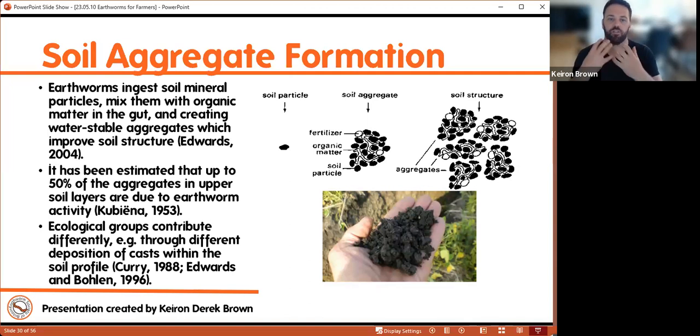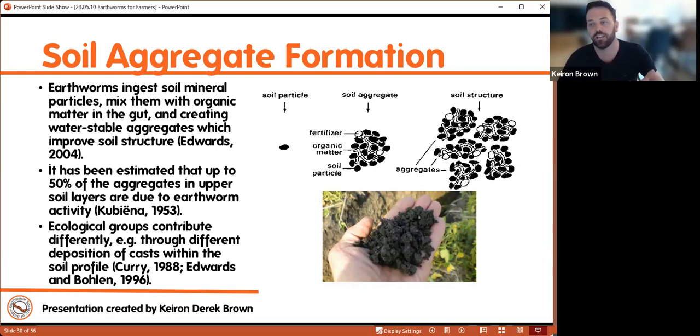So soil aggregates are when individual soil particles stick together, and they stick together because of organic matter and fertilizers, etc. So the mucus from earthworms and the things that are added while they're eating them help these soil aggregates form. And as they ingest them, mix them, and create water stable aggregates, this really improves the structure of the soil. It's been estimated that up to 50% of the aggregates in the upper soil layers are actually due to earthworm activity. So without them, we would have very different soils.